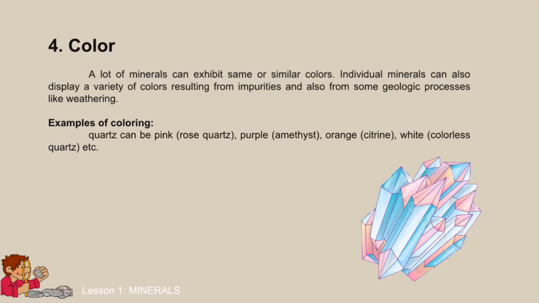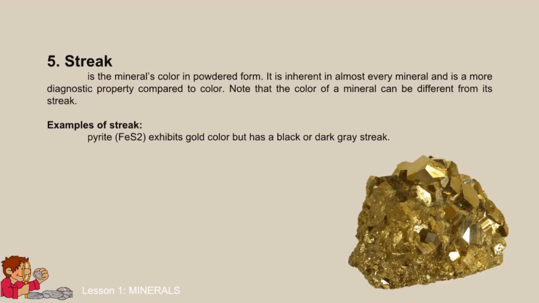Next we have color. A lot of minerals can exhibit the same or similar colors. Individual minerals can also display a variety of colors resulting from impurities and also from some geologic processes like weathering. Examples of coloring: quartz can be pink, which is called rose quartz, amethyst is purple, citrine is orange, and there is colorless quartz.